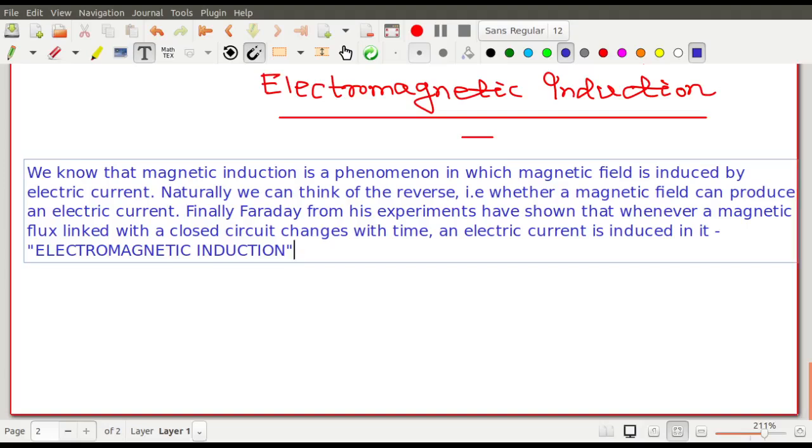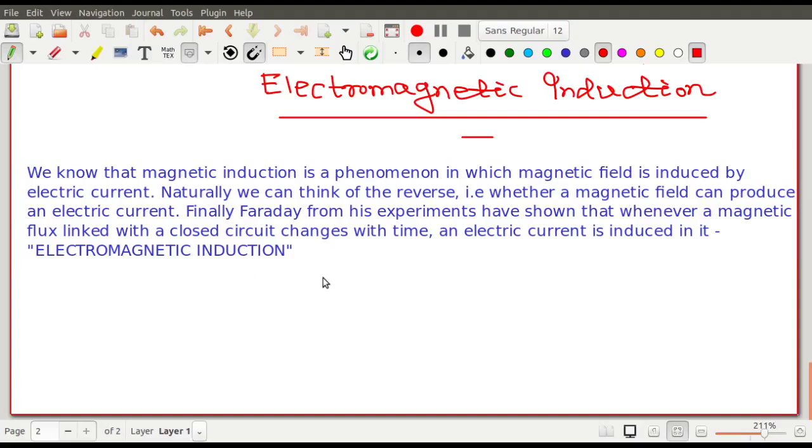So the matter is now something like this. You have a closed circuit like this and there are only magnetic fields over here. There is no current. Now suppose the magnetic field that is present within this conductor, this closed circuit, changes somehow.